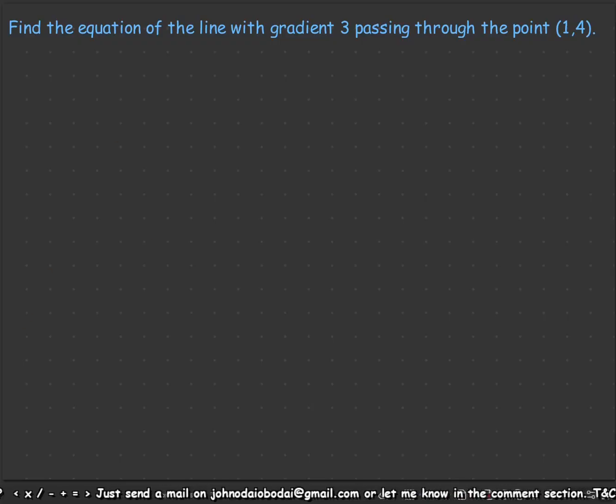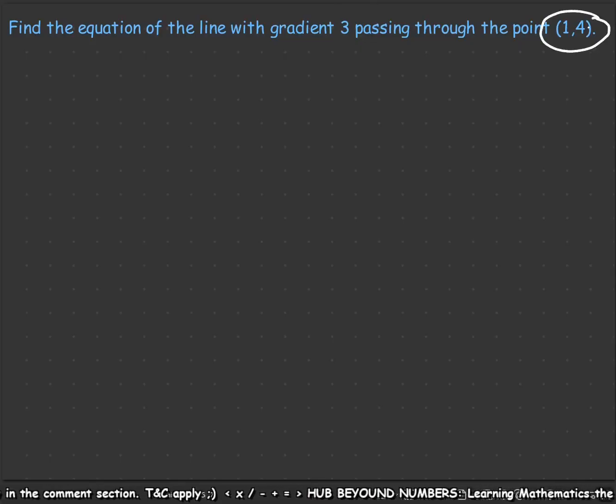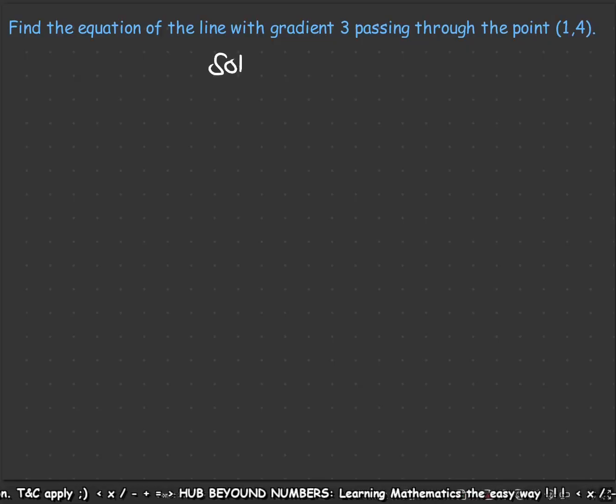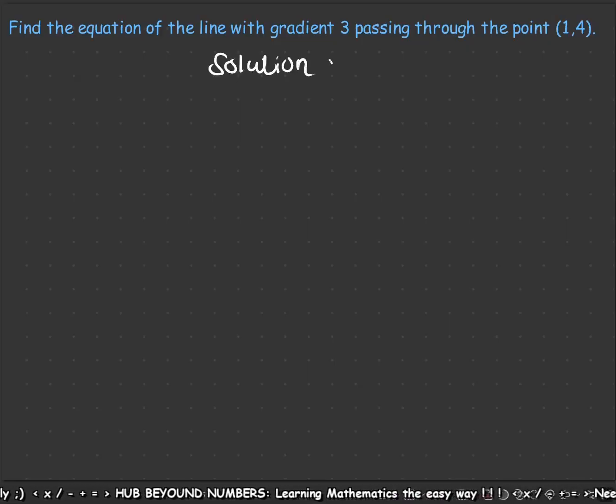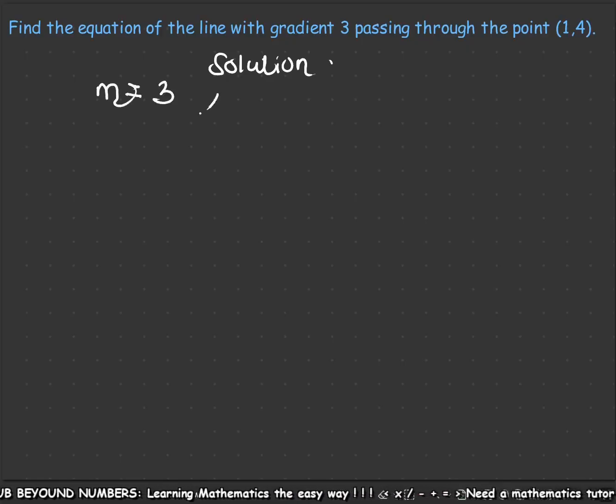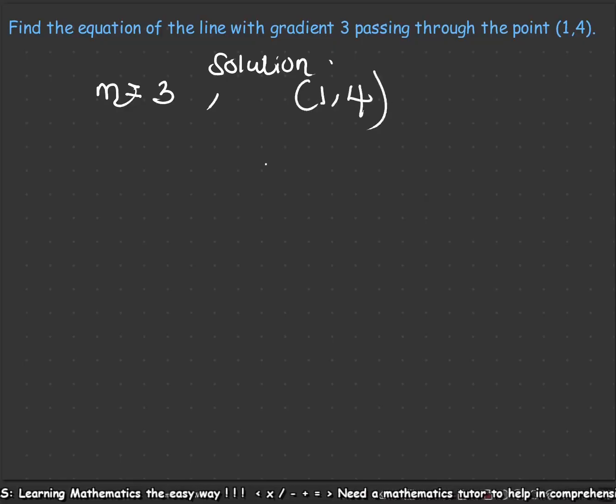Now, with all that said, let's look at how we can apply this in solving questions. So we have to find the equation of a straight line with gradient. The gradient is what? 3. It has a gradient of 3, and then it passes through this point. So our solution. Looking at the question, we have been given what? Gradient. So m is equal to 3. And then the point that has been given is (1, 4).